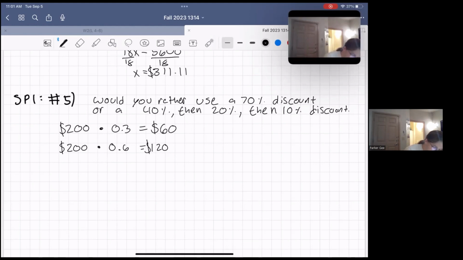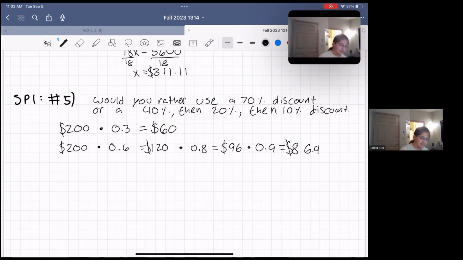Now we have to move on to the 20% discount. So we're going to do the 120 times 0.8, because we're left with 80% of our original price. This is going to be equal to $96, right? And then last we have the 10% discount. So $96 times 0.9 is equal to $86.4.